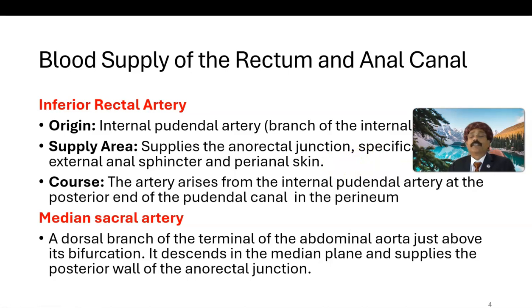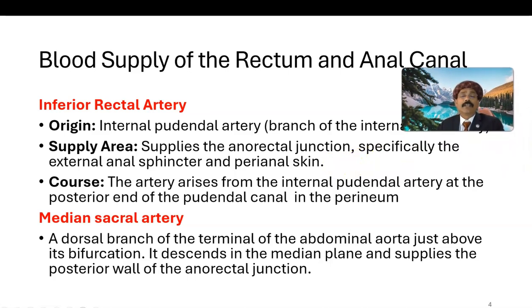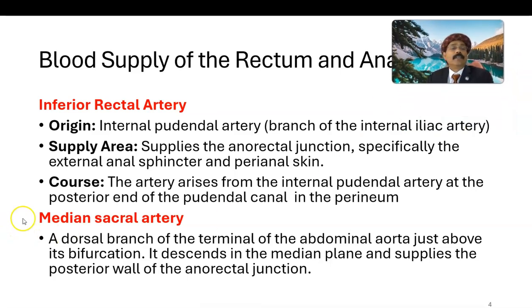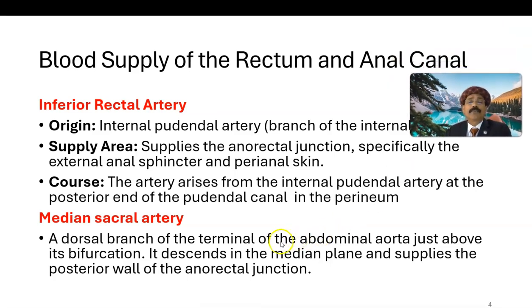The inferior rectal artery is a branch of the internal pudendal artery. The internal pudendal artery is a branch of the internal iliac artery. Okay, so we got that. Supply area: it supplies the anorectal junction, specifically the external anal sphincter and perineal skin. Course: the artery arises from the internal pudendal artery at the posterior end of the pudendal canal, which is present in the ischiorectal or ischioanal fossa in the perineum.